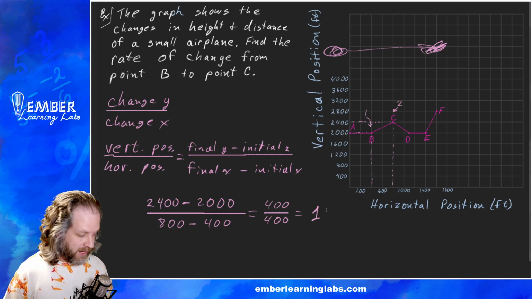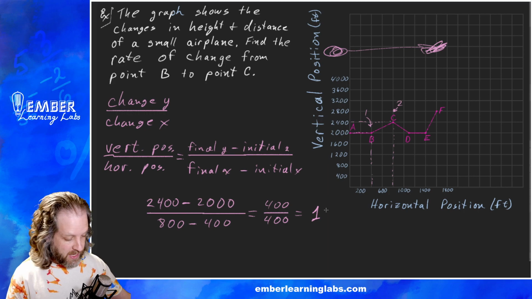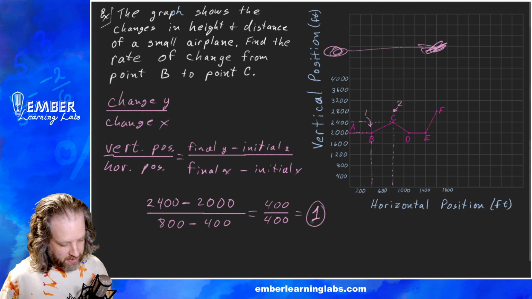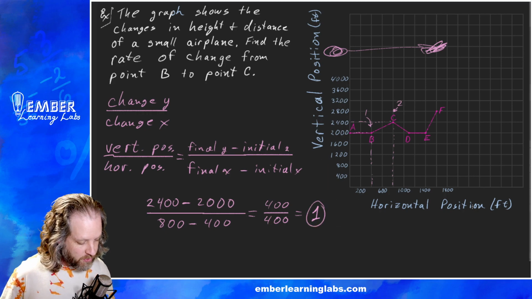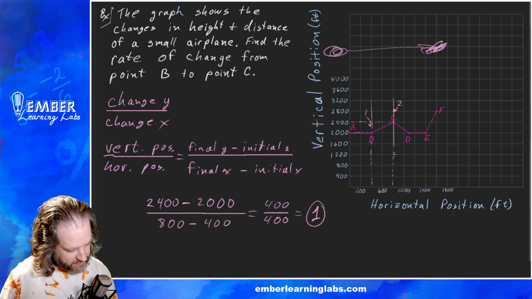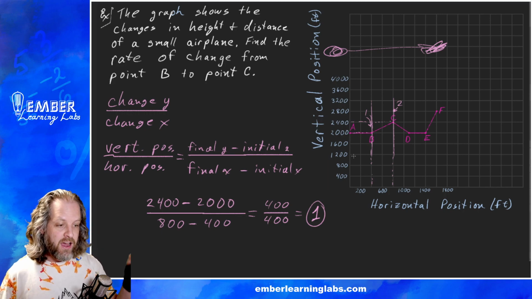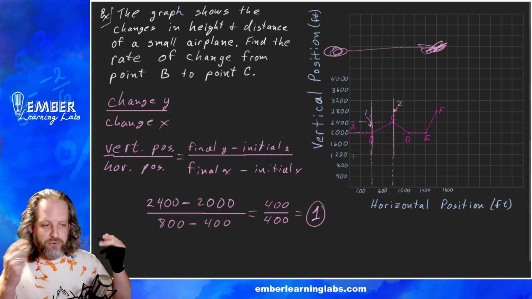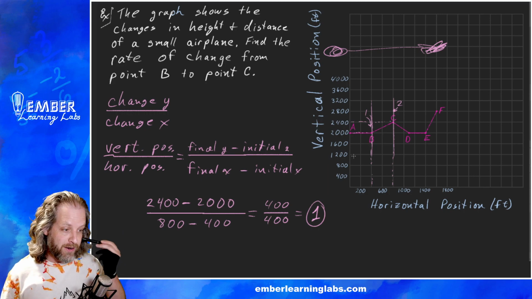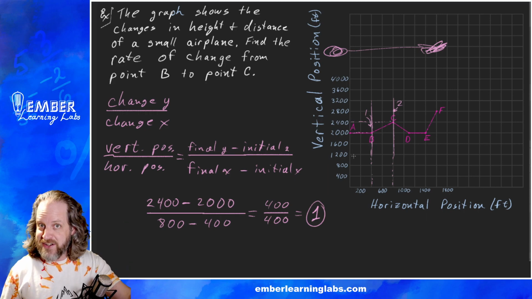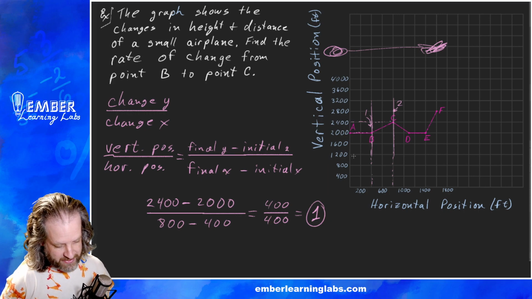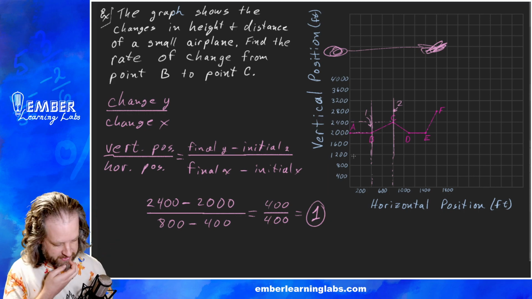So the rate of change in this problem between point B and point C is 1: 1 vertical foot for every 1 horizontal foot. That's just the change in this little section. This graph actually has all kinds of different rates. When you go through several grades and get up to calculus, we'll learn how fast the rate of change is changing. It's called the derivative, and we'll do all of those fancy things. But for now, we're just looking at these 2 points and consistent things.